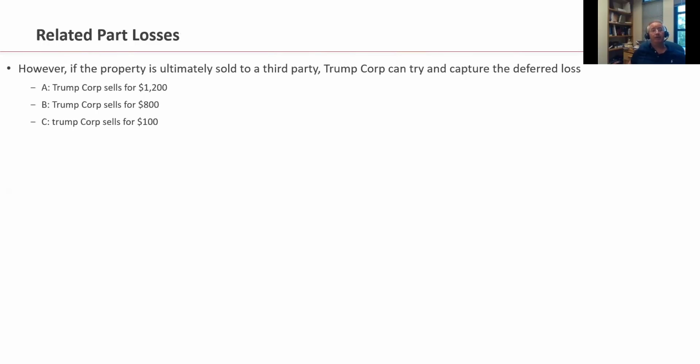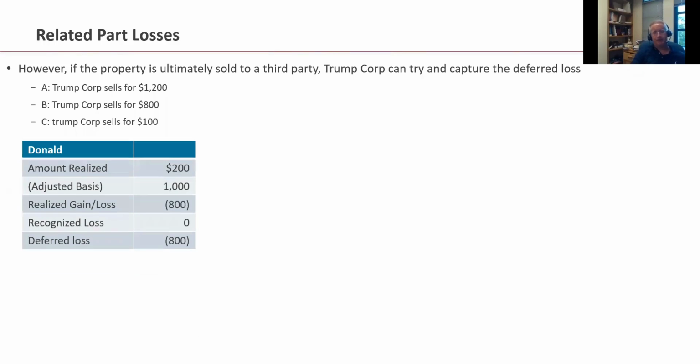So let's do 3 iterations. The first is Trump Corp goes ahead and sells it for $1,200. In the second iteration, Trump Corp sells it for $800. And in the third iteration, it only sells it for $100. So let's see what happens. So here's our first iteration.